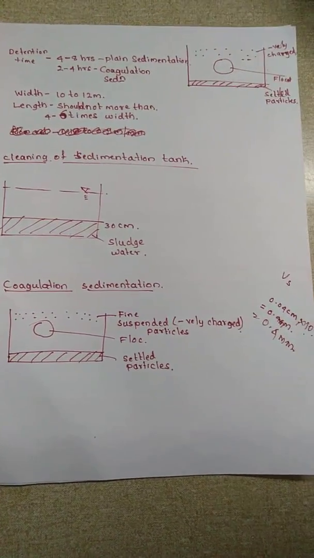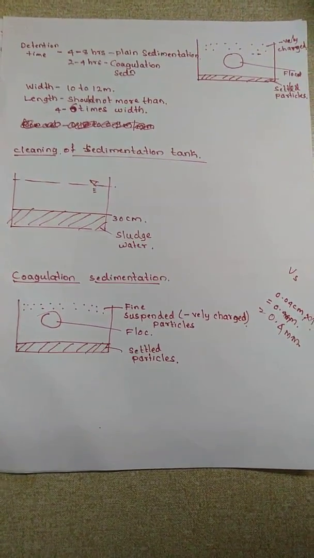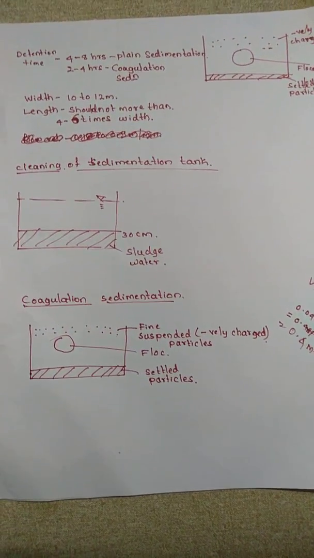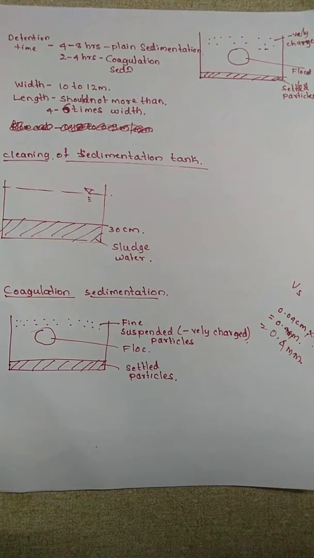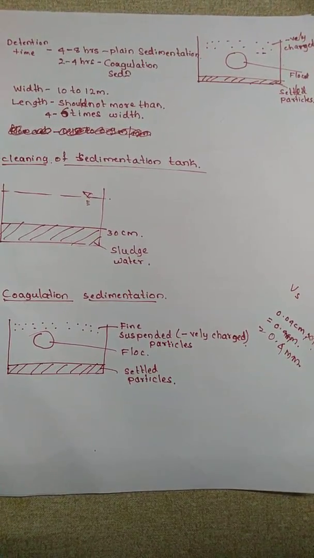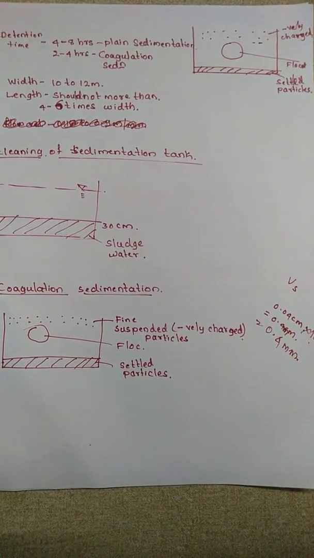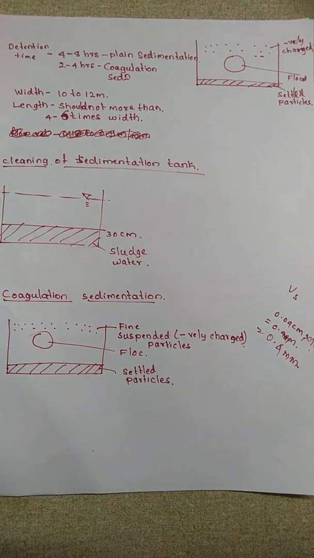In today's class, we are going to see the thumb rules. There are some thumb rules for the design of the sedimentation tank: how much detention time we should keep, how much width we should keep, how much length we should keep. This is nothing but just a thumb rule.